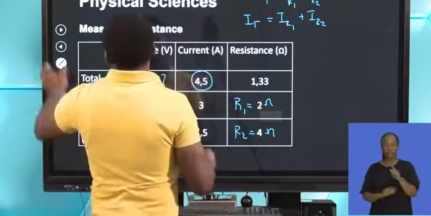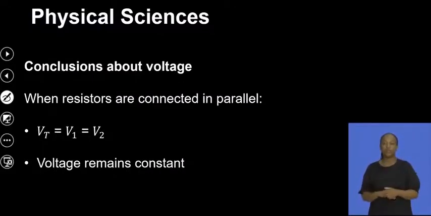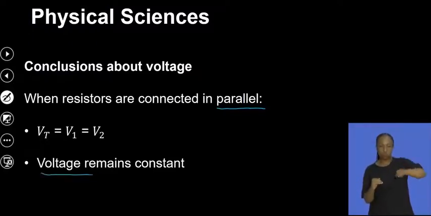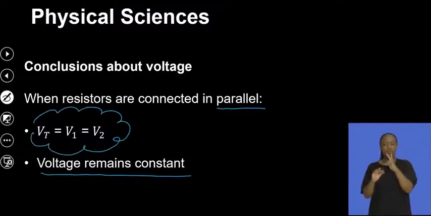So that's a very important observation. Where does this lead us in terms of the conclusions? When resistors are connected in parallel, we know that the voltage remains constant. That's the main thing. We've already proved or verified that fact. So in a parallel circuit, voltage remains constant.